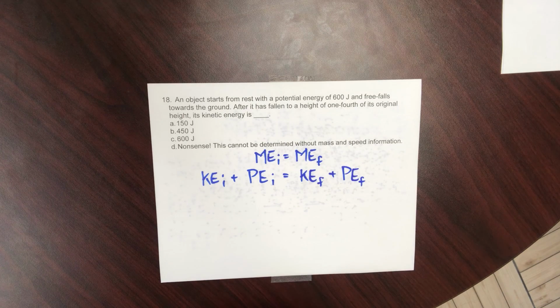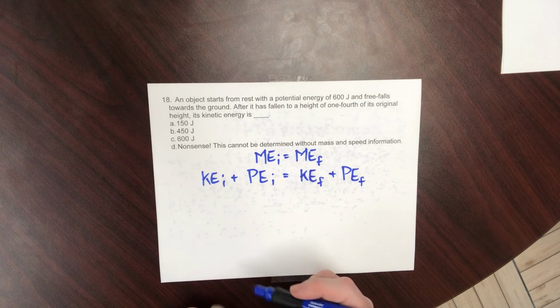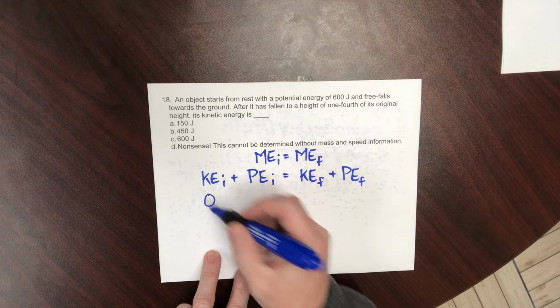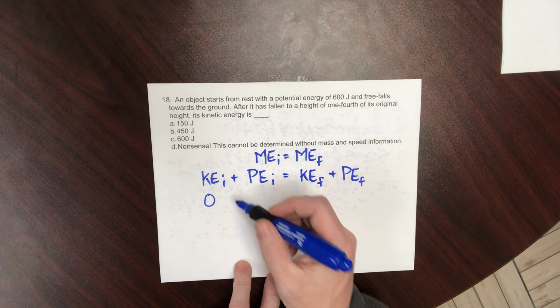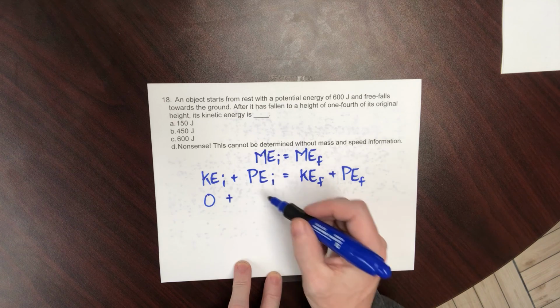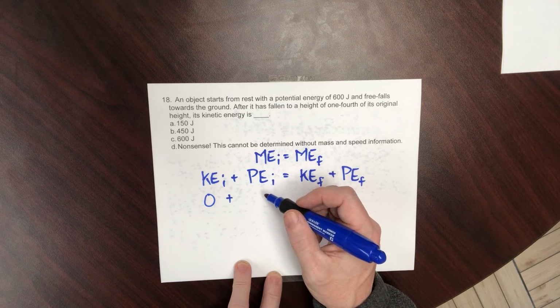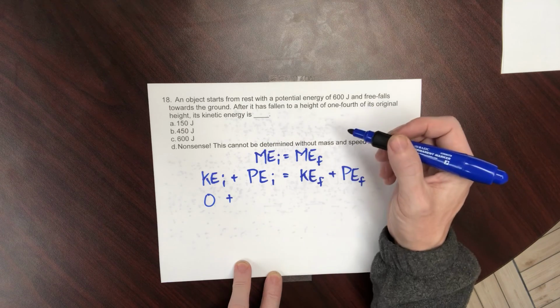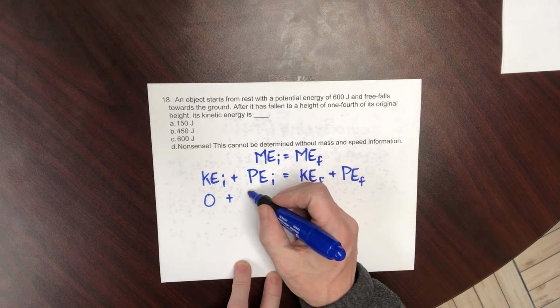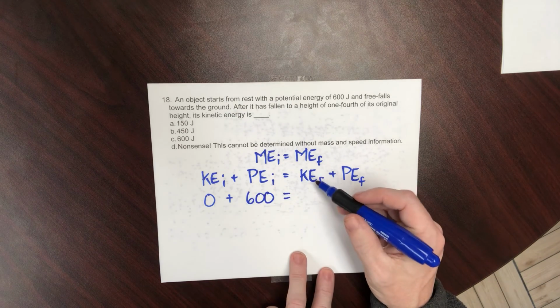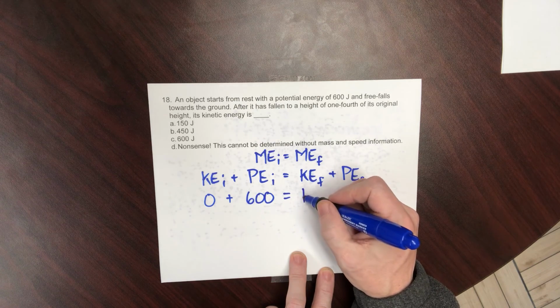In the problem, we see that the object starts from rest. So if it starts from rest, our initial kinetic energy is 0, and our initial potential energy is the mass of the object times the acceleration of gravity times height, and we know that equals 600 joules. Our final kinetic energy is what we're trying to calculate and figure out.